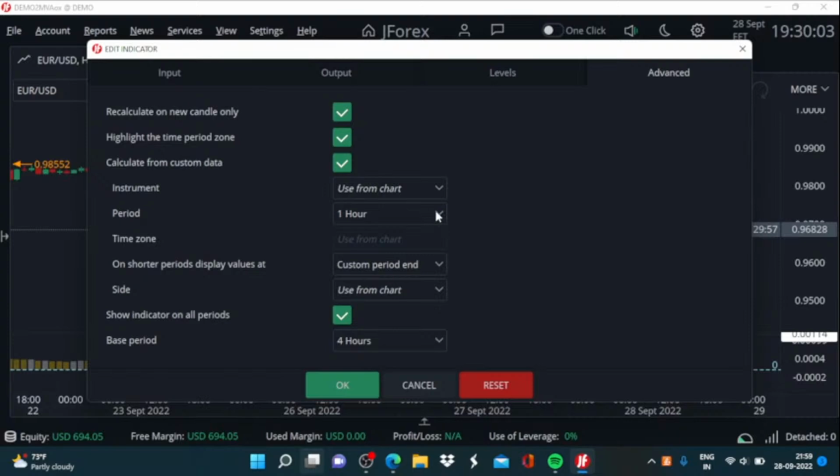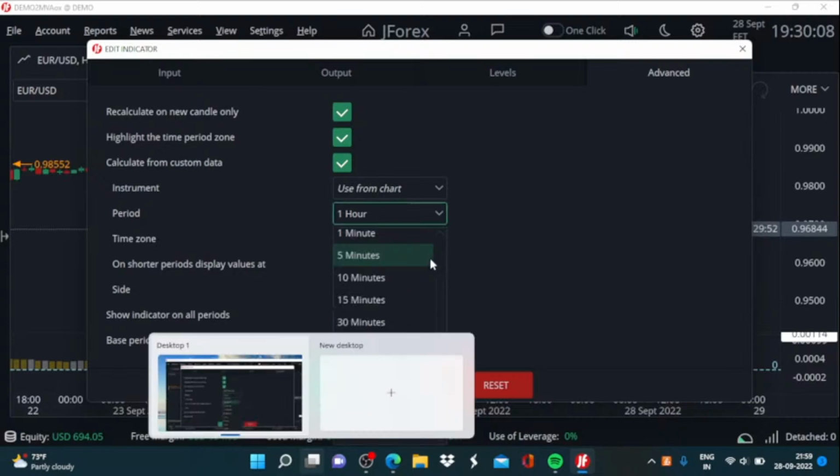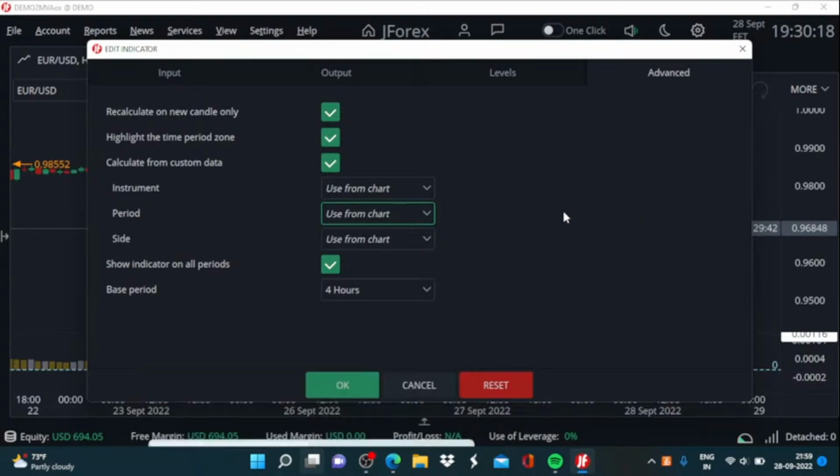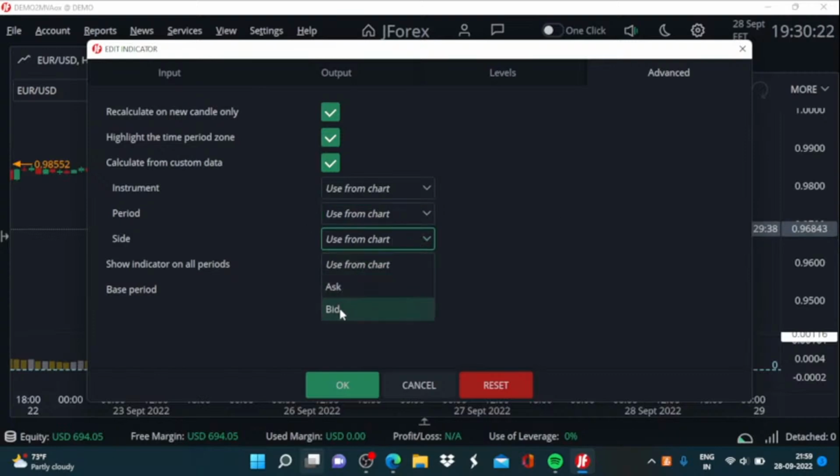Now I will restore it back to use from the chart setup so that the candle period becomes the same as the chart. The spread side can be used from the chart, or you can specify it, and there is going to be a slight difference in terms of the plotting when you use different sides of the spread.